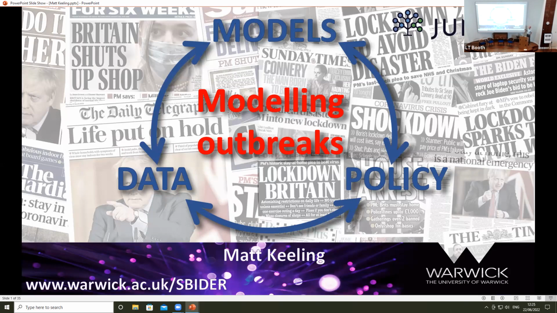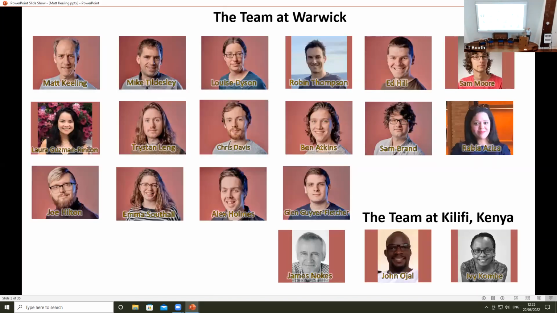So I was tasked with the idea of talking about just general epi modelling, but obviously I'm going to focus quite strongly on COVID. But I thought I'd take you through some of the early steps that I tend to do in my head when we're thinking about this.